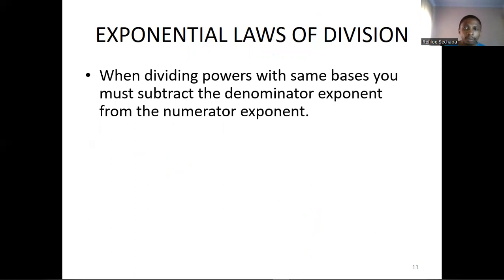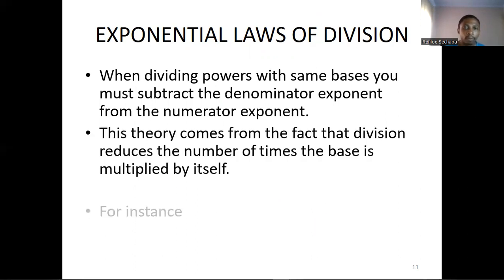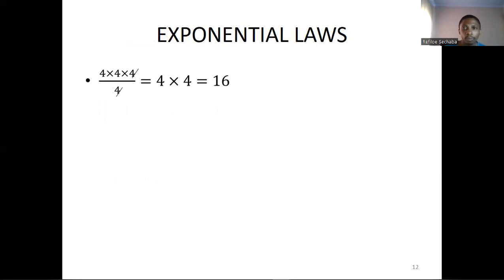This theory comes from the fact that division reduces the number of times the base is multiplied by itself. For instance, 4 cubed divided by 4 will give you 16. Note that 4 cubed is 4 times 4 times 4.